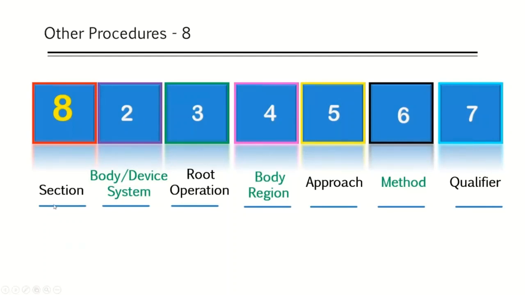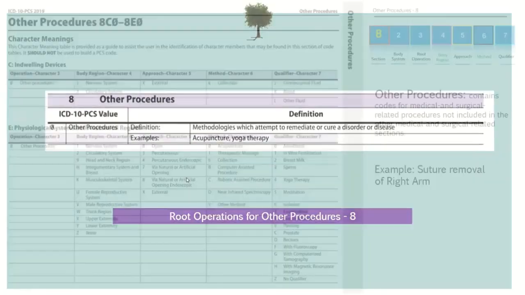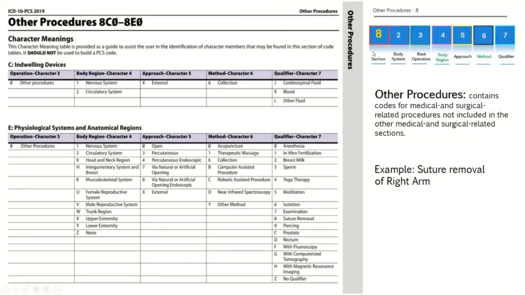This is for other procedures. Let's take a look and see what these other procedures are going to be. We know that the first character is section. The second is body or device system. Third is root operation. 4th, body region. 5th will be your approach. 6th will be your method. And 7th, your qualifier. All right, let's figure out what are other procedures. Before we do that, let's make sure we're in the correct section. We're in section 8.